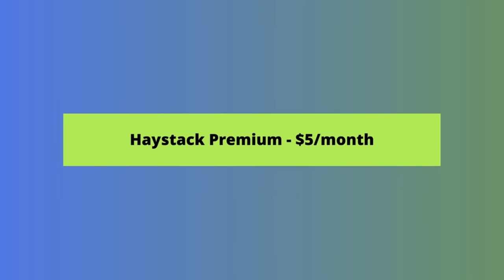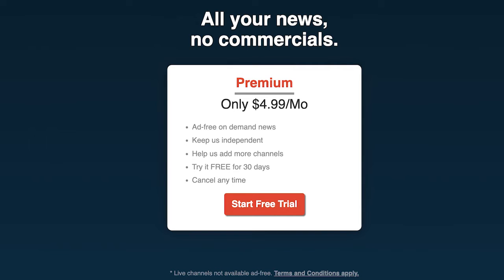Before we go, let's quickly cover the paid version of the Haystack app, or what it calls Premium Plan. For $5 per month at time of filming, you'll get all of the on-demand content on Haystack ad-free. You'll still see ads in all of the app's live news channels, though. There's honestly not much here, which is why it may be saying that your payment does things like help them stay independent and add more channels. Honestly, unless you absolutely cannot stand ads, we don't recommend paying for it.